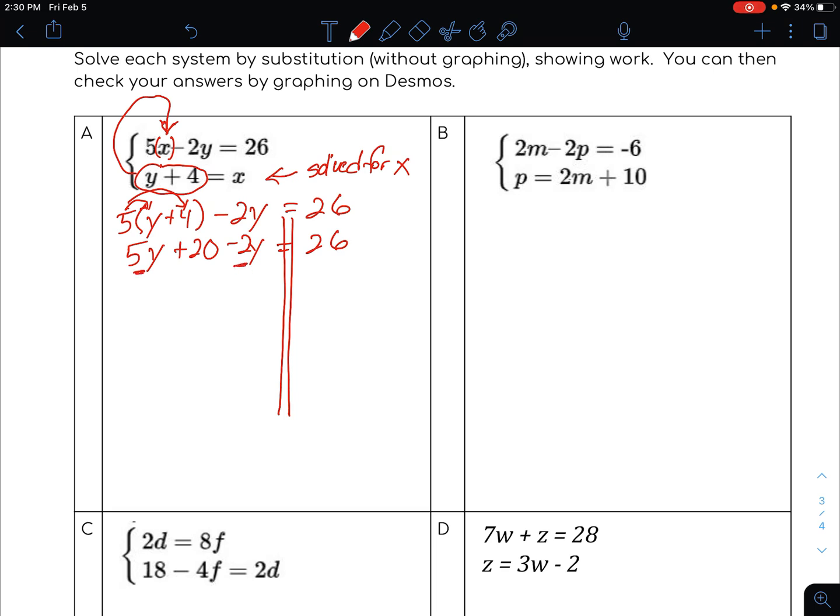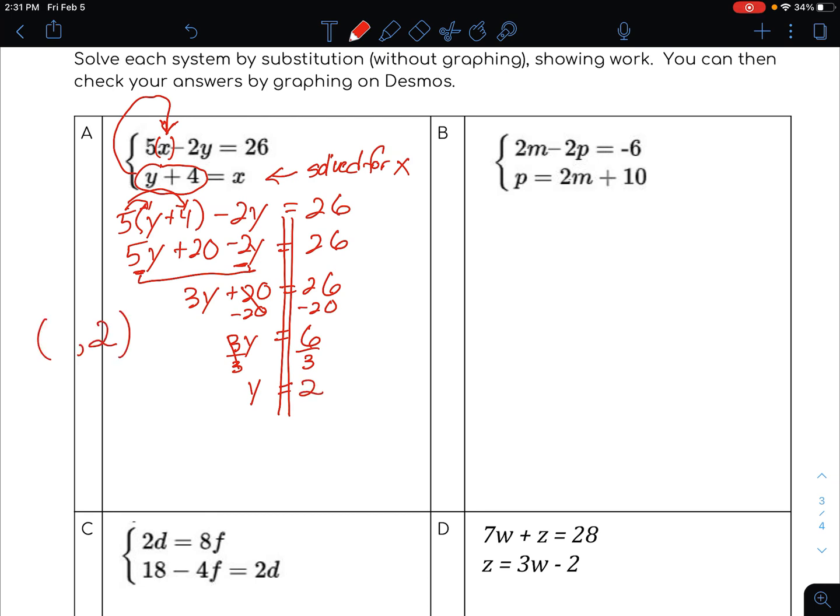Next, I need to combine the like terms together, because I have y's on the same side of the equation, so I can add those together. 5y plus negative 2y would be 3y plus 20 equals 26. And now I've got down to my two-step equation. Just like we have done with other two-steps, we'll undo the adding by subtracting, which leaves me with 3y is equal to 6. And then undo 3 times y, undo the multiplication by dividing. That leaves me with y is equal to 2.